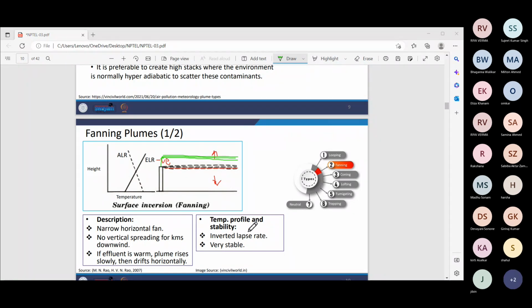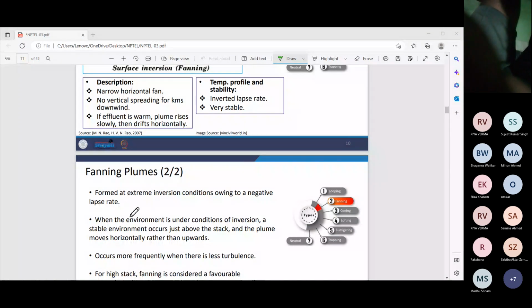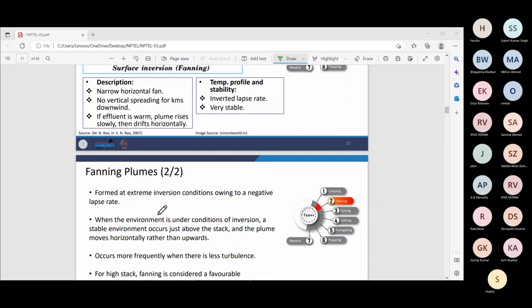And the temperature profile and stability here is that the ELR is negative, and it has an inversion condition, and the atmosphere is very stable. So these kind of plumes are formed at extreme inversion conditions owing to a negative lapse rate. And when the environment is under conditions of inversion, a stable environment occurs just above the stack, as explained.